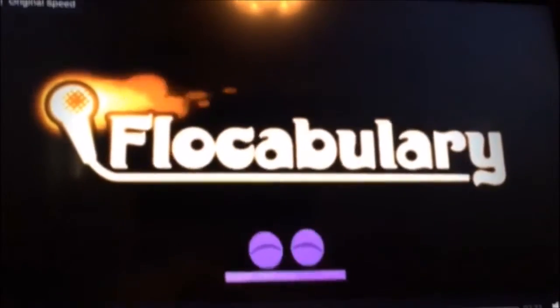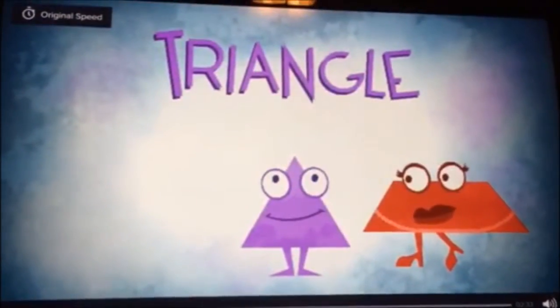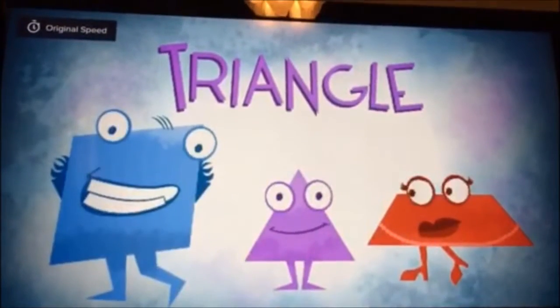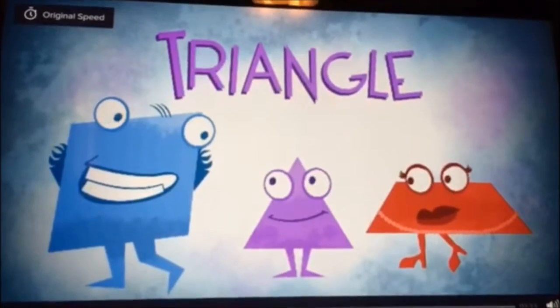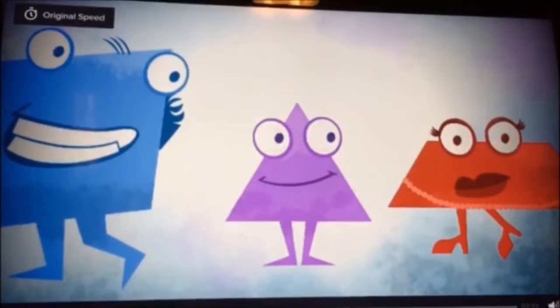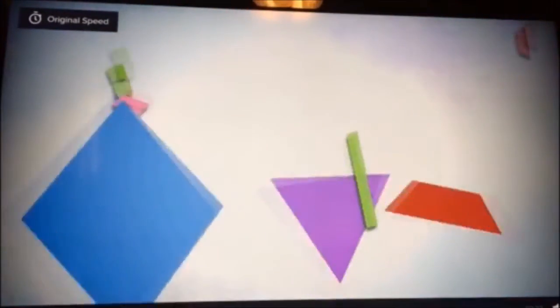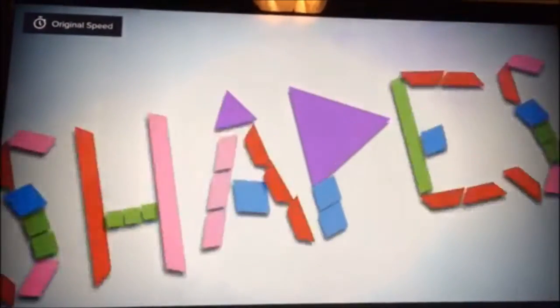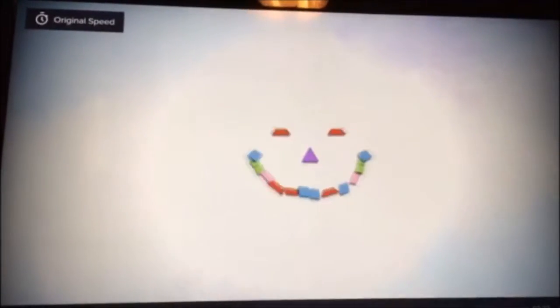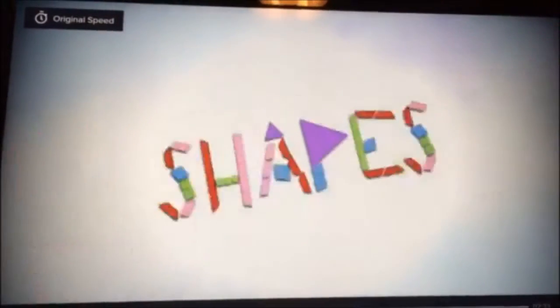My mom told me to get in shape, so I climbed up into a triangle. My dad said he's out of shape. He looks a little bit like a rhombus. Yeah, shapes in the place. Got some shapes in your face. We got the shapes in the place.